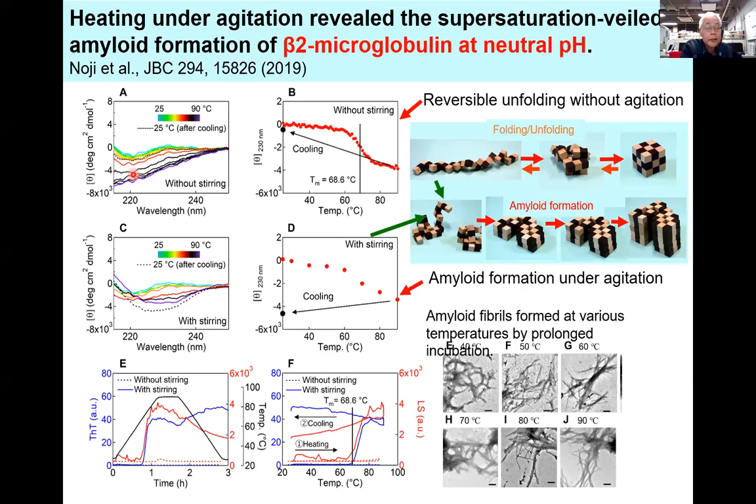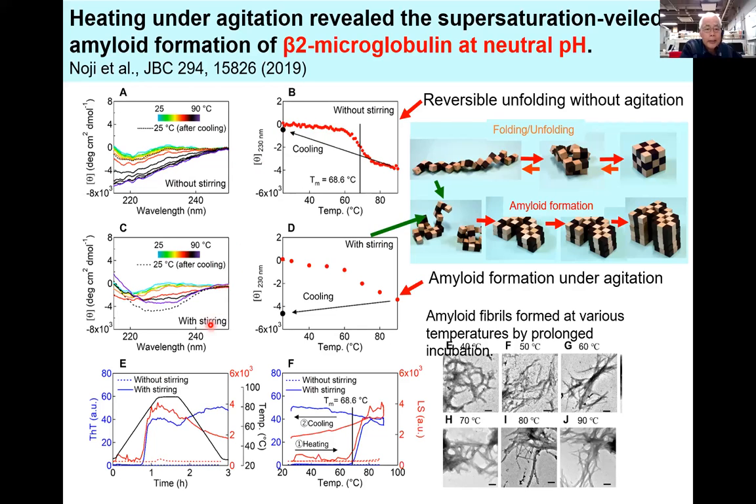And when we monitor the heat effect by CD spectrum, circular dichroism, beta 2M native state shows just a tiny CD spectrum. Upon unfolding, the intensity increases. We just observe the reversible unfolding. Skipping ahead, it comes to this point.